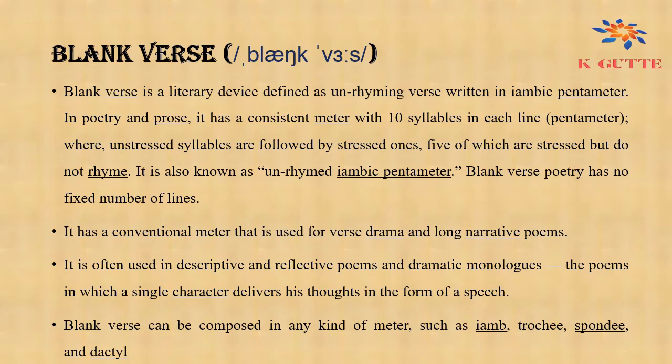Blank verse poetry has no fixed number of lines. It has a conventional meter that is used for verse drama and long narrative poems. It is often used in descriptive and reflective poems and dramatic monologues, the poems in which a single character delivers his thought in the form of a speech. Blank verse can be composed in any kind of meter such as iamb, trochee, spondee, and dactyl.